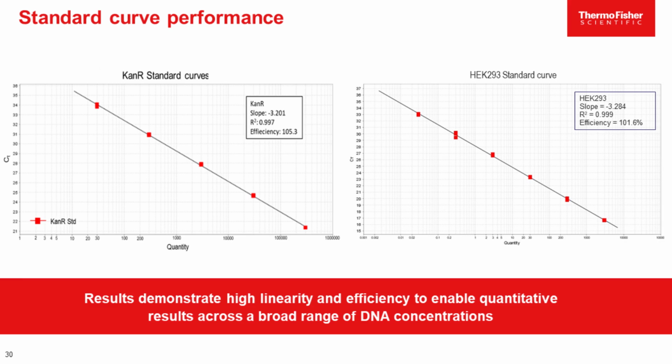The broad dynamic range allows testing of a wide range of samples. You can see that the method linearity within the dynamic range easily meets the specifications as demonstrated by the R-square value of above 0.99. In addition, the PCR efficiency has been calculated to be 105.3% and 101.6%, which sits well within the target range. Let's take a look at some other kit specifications on the next slide.